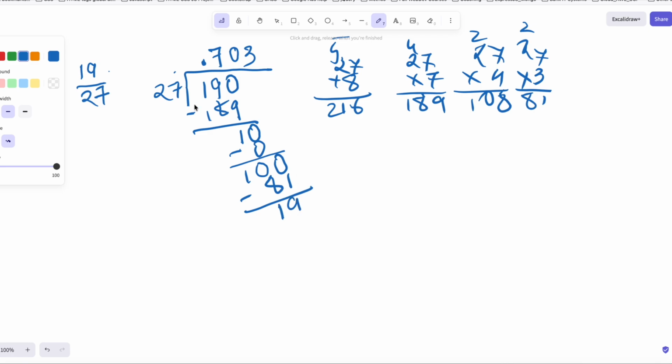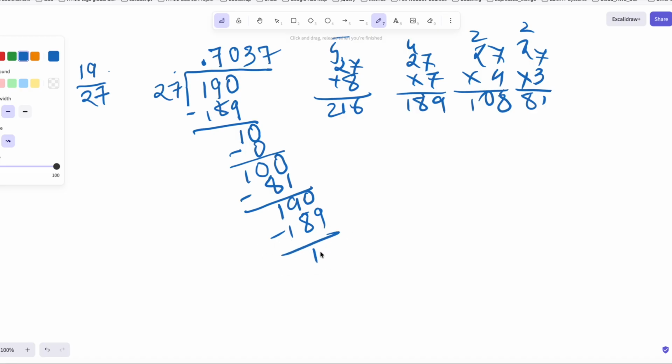Now, obviously, 19 is smaller than 27. So what do you do? Because you're already in the decimal portion of the quotient, you can give yourself a 0, just one 0, and then again try to see if 27 goes into 190. Well, it does. And we already know 27 goes into 190 7 times because we already did it here. You notice this? So we can put a 7 here, put a 189 here, and you get 1.